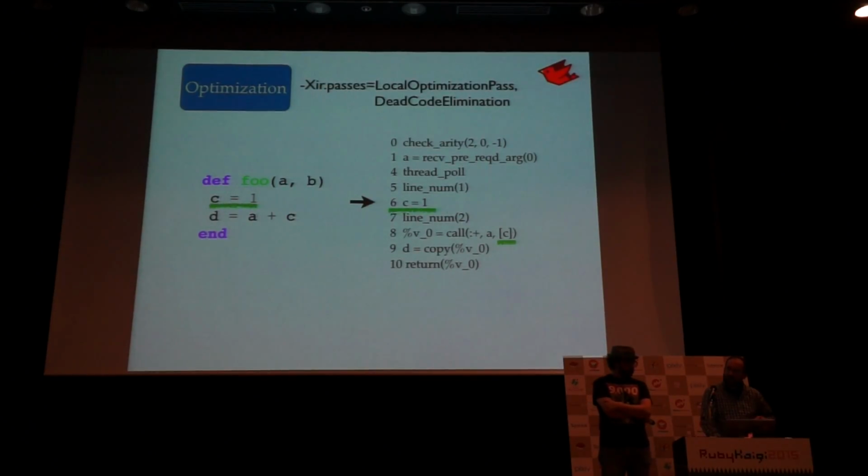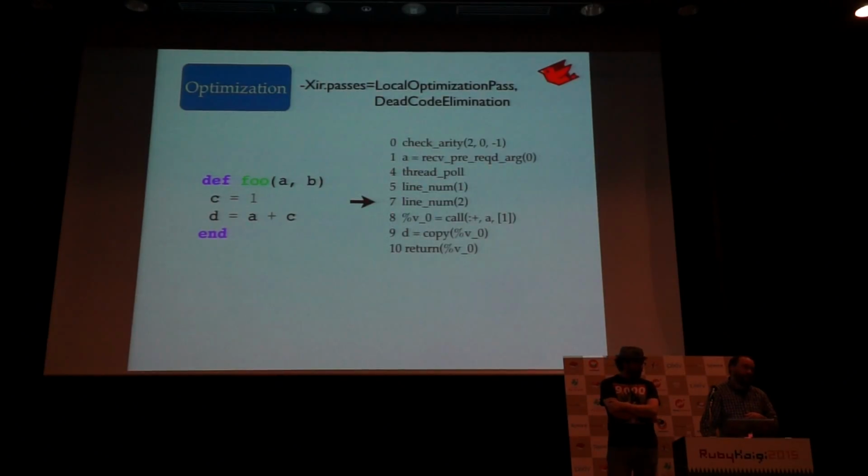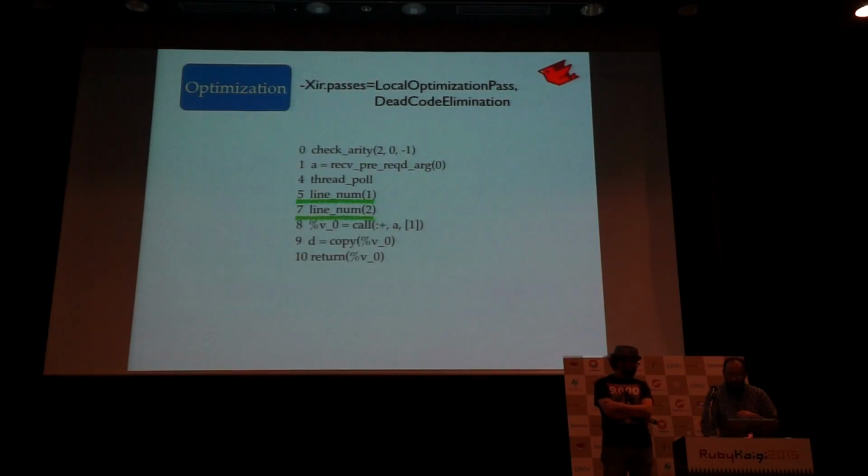Next thing we notice is that C is assigned to this constant value, and we only read that constant value. So let's propagate that constant. So now we can eliminate that instruction. In addition, that call now knows that it's calling against a fixnum, so we can potentially optimize that more. The last thing we'll notice is that there's 2 line number instructions in a row, but there's no way we can raise between those 2, so we'll just kill one of those off.